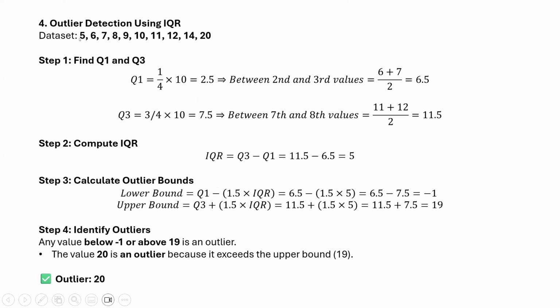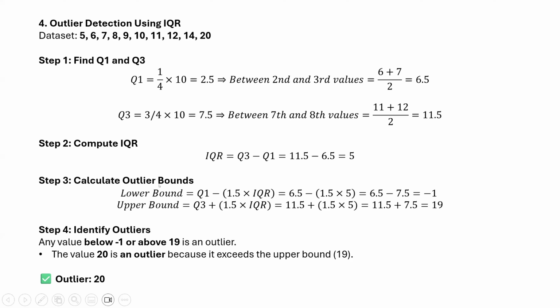Okay, so this was our data set, 5 to 20. Q1 and Q3 we can simply find using our rules, so that is 6.5 and 11.5. Okay, compute IQR, Q3 minus Q1. It's coming as 5. And thanks, Vinay, for the answers.